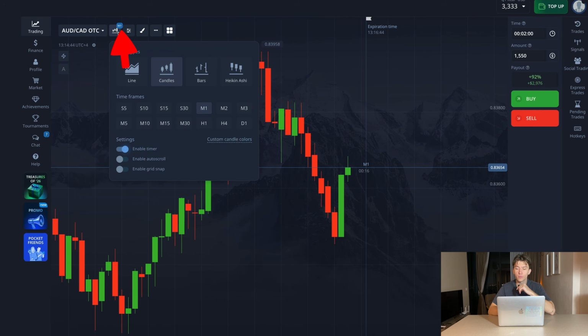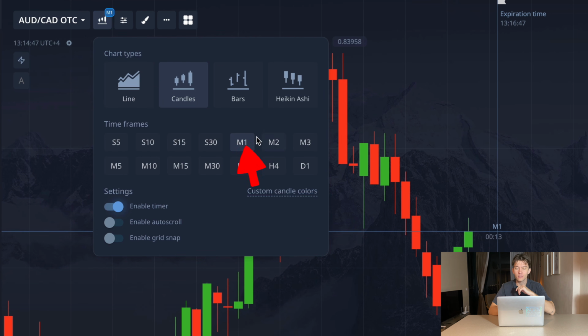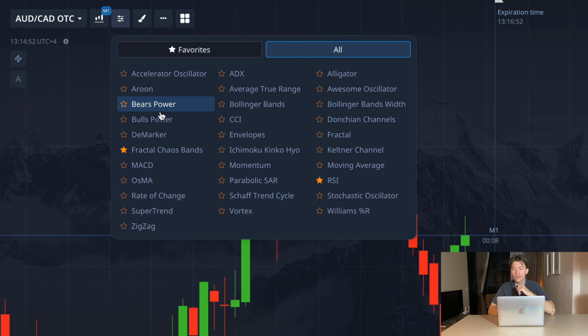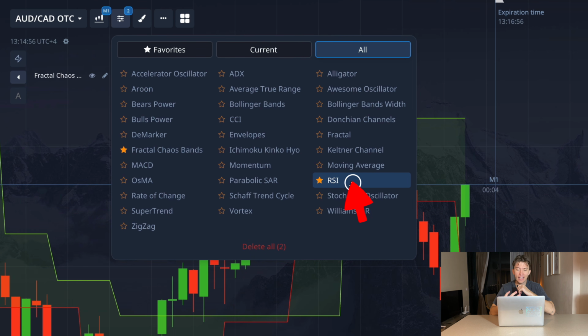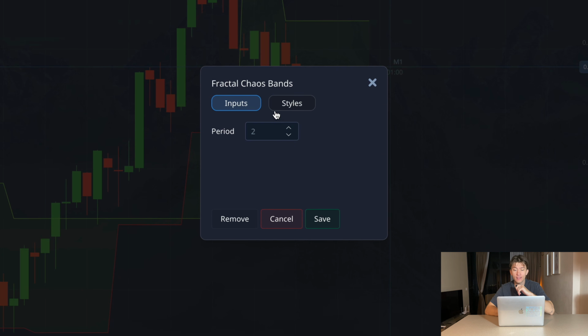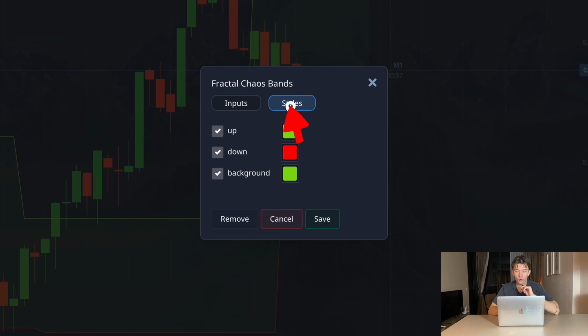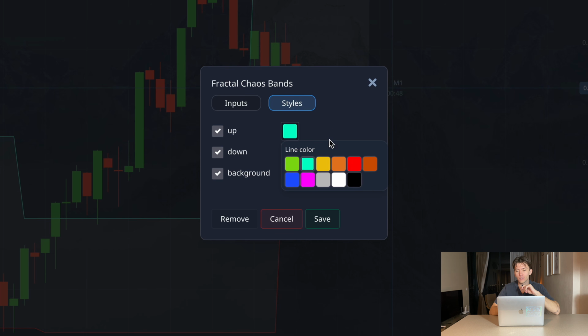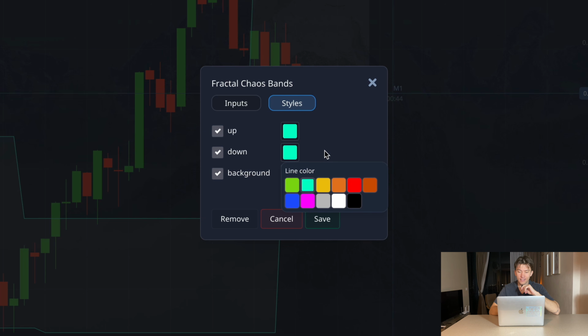Let's get started. First of all, let's prepare the tools we'll be working with. I use classic candles with a 1-minute time frame. Then go to the indicators tab and add the fractal KS bands and RSI. We'll set up fractal KS bands first, set the period to 3, then go to style, set the background to white, change the upper and lower lines to turquoise, and then click save.